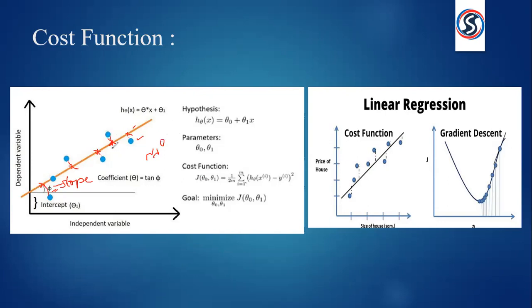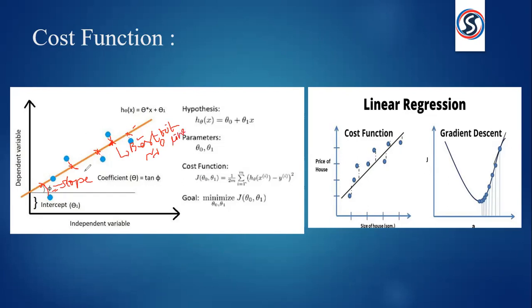Okay, that means if this distance is approximately equal to 0, my real point will be equal to my predicted point, right? And when my real point is equal to my predicted point, at that time I can call it my best fit line. Okay, this is my best fit line.